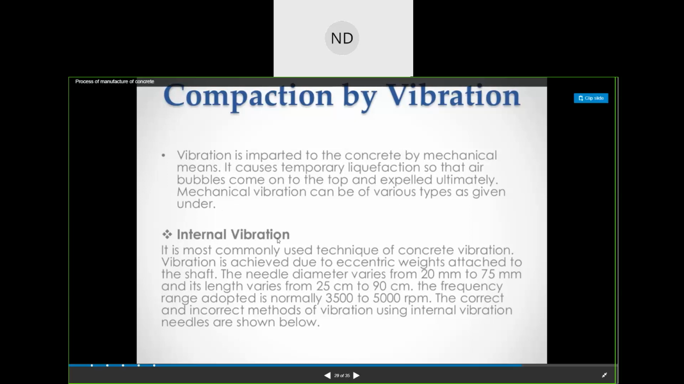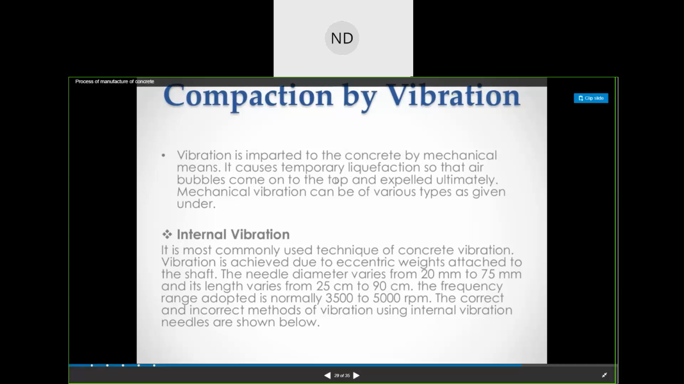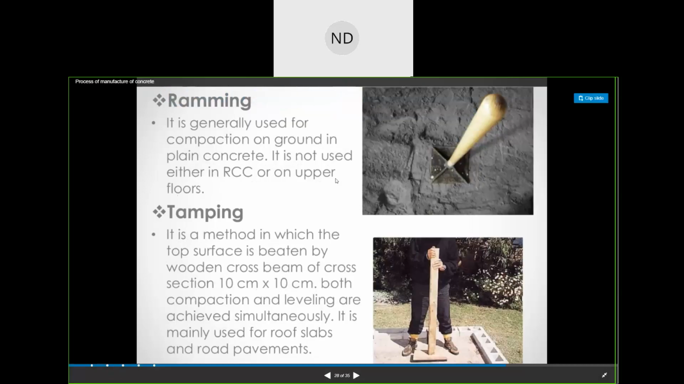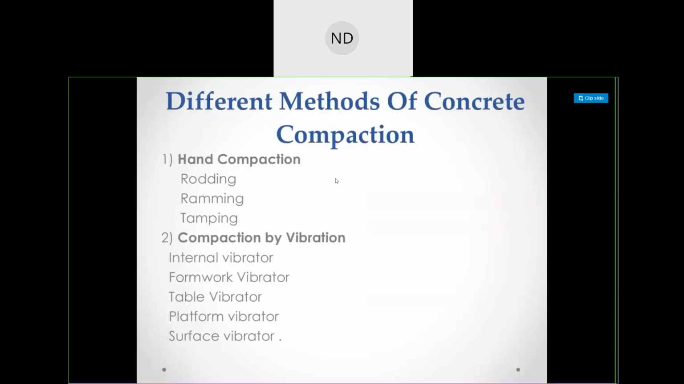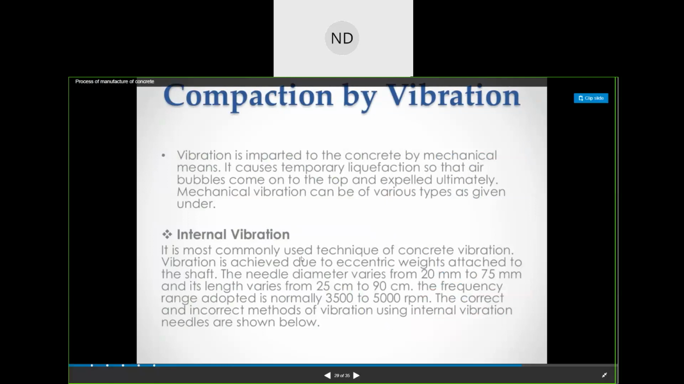Internal vibration, I showed you in the previous slide. There were different types of compaction by vibration: internal vibrator, formwork vibrator, table vibrator, platform vibrator, and surface vibrator. So we have here the internal vibrator. It is the most commonly used technique of concrete vibration. It is the most common one.